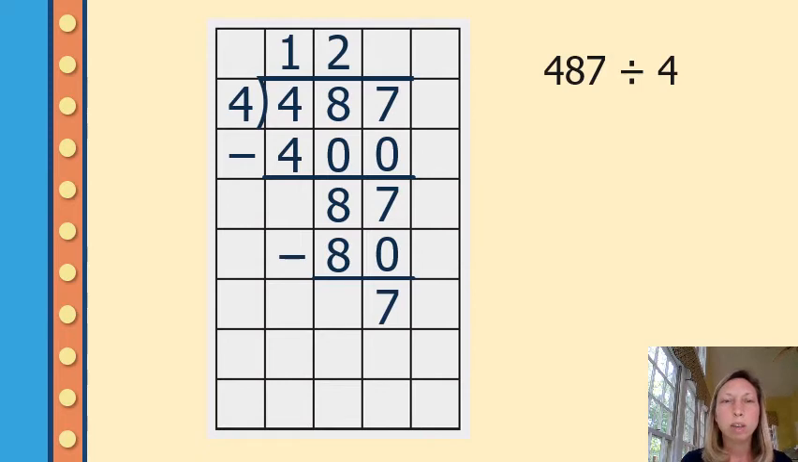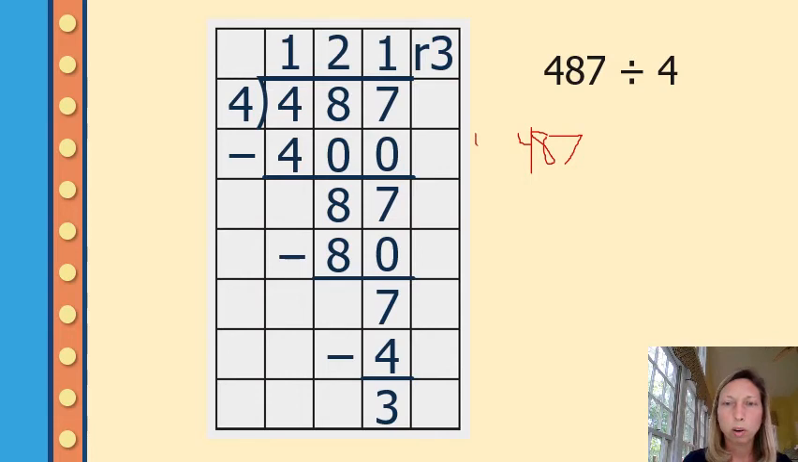Now 7 divided by 4, I can only do one group of 4 because 2 groups is too many. So 1 times 4 is 4, minus, you get 3. All right, we're out of digits. We're less than our divisor, so it's remainder 3. So over here, 487 divided by 4. See if we get the same answer.